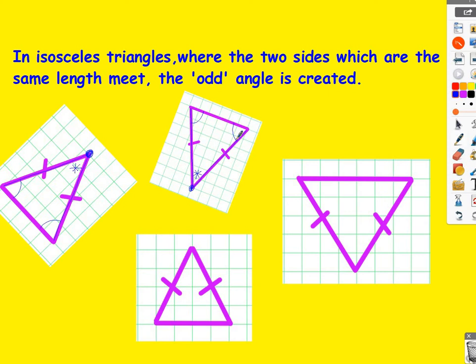And I'm going to do the same with the next two triangles, so the two sides which are the same length are meeting here, so that's my odd angle out, and the other two would be the same size. Here, where the two sides meet, which is just this point here, this is the odd angle, the other two angles would be the same size. You don't always have to worry about this, it depends on how the triangle is drawn.